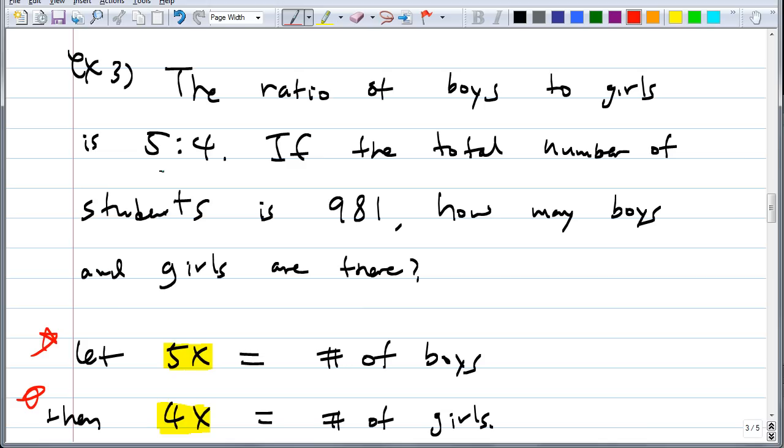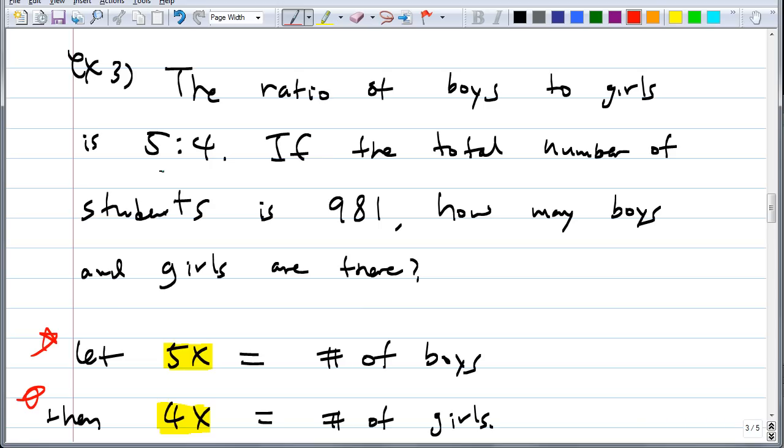What would the ratio of boys to girls be? It will remain 5 to 4. The ratio would remain 5 to 4. Do you see why we use 5x to 4x? Does this make sense, guys? The reason is because we wanted to keep this ratio of boys to girls at 5 to 4. That's why we represent the number of boys and girls this way.